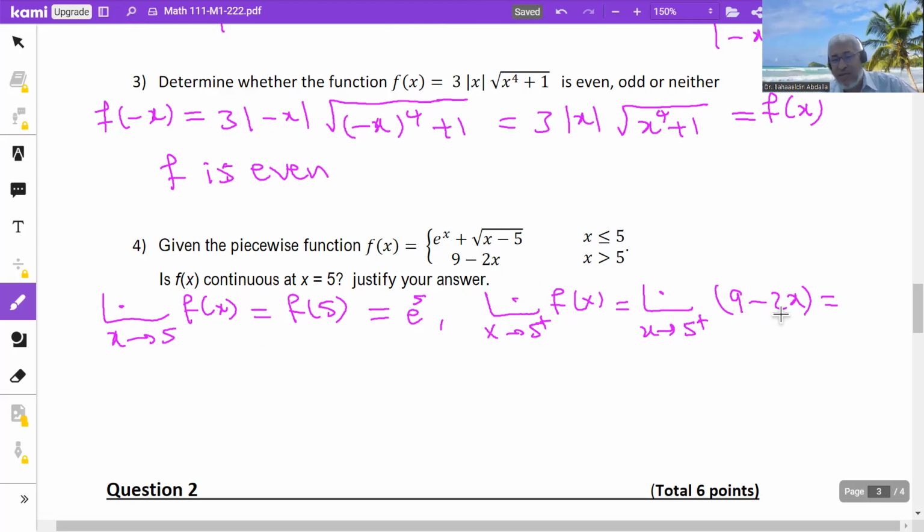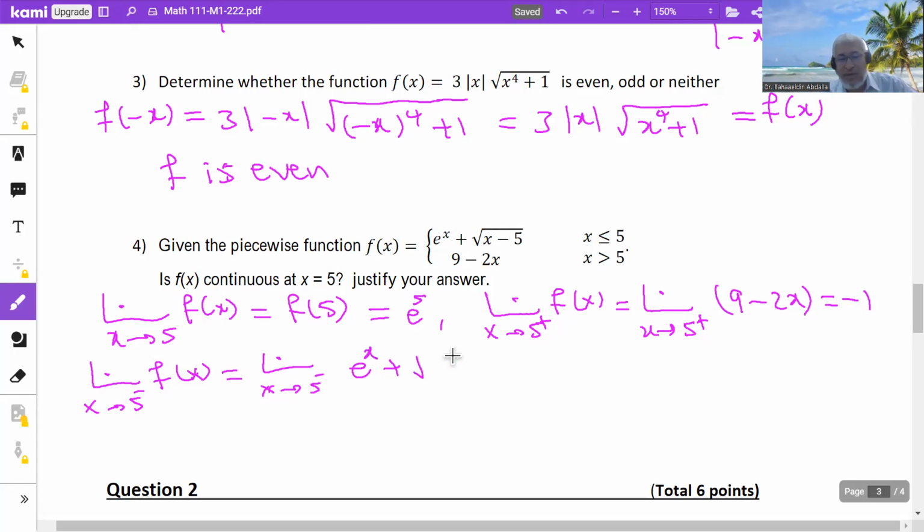9 minus 2 times 5, 9 minus 10, that's negative 1. Okay, so the limit from the right is negative 1. What about the limit of the function when x approaches 5 from the left this time? Well, approaching 5 from the left means we deal with numbers less than 5. Less than 5, so I'll use this definition.